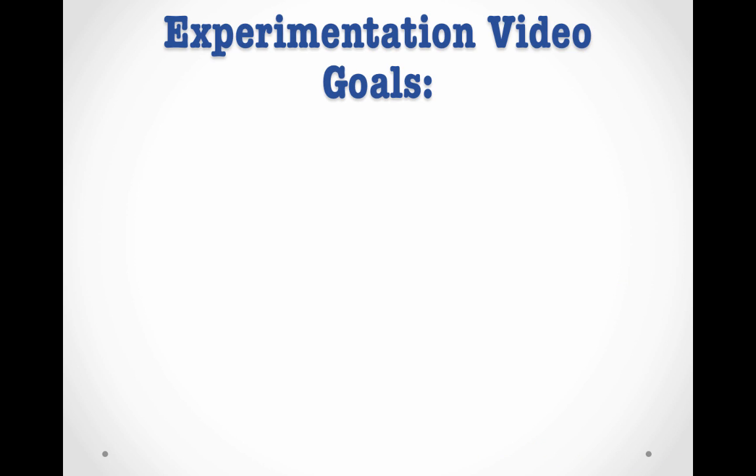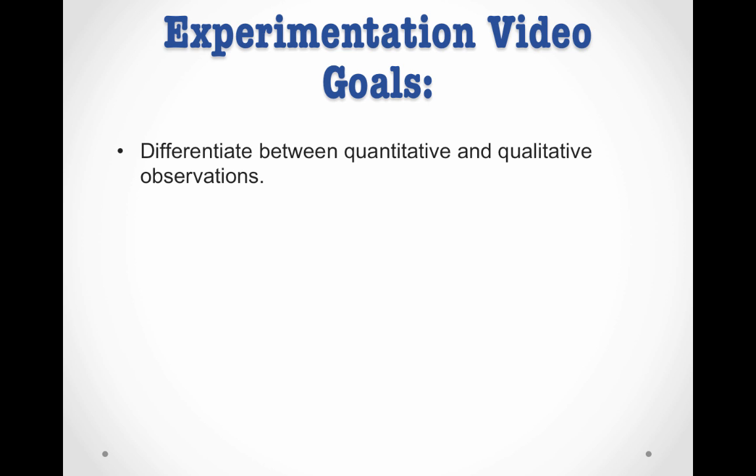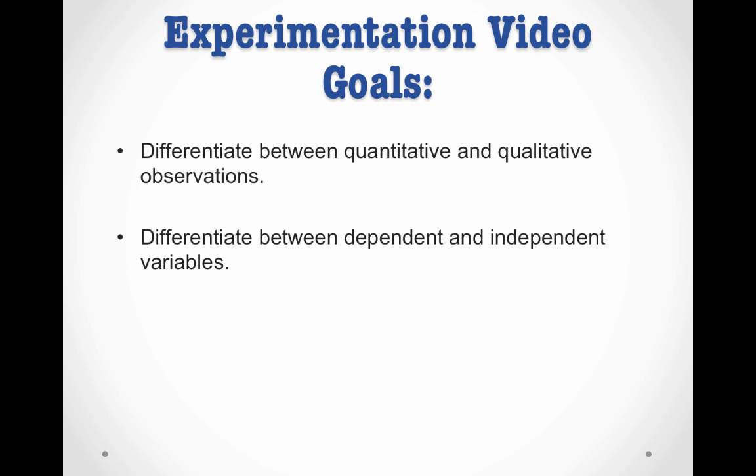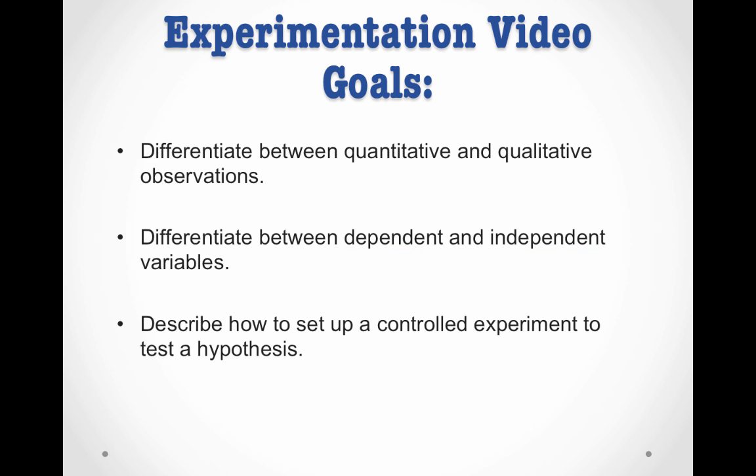This brings us to the end of the experimentation video. Let's quickly review our goals. First, we learned to differentiate between qualitative and quantitative observations. Remember, quantitative observations involve a number, whereas qualitative observations are merely a quality of the substance or the thing under study. We also learned to differentiate between dependent and independent variables. The independent variable is the thing we manipulate, and the dependent variable is the variable that we measure. And finally, we talked about how to set up a controlled experiment to test a hypothesis or explore a question. Keep in mind that it's important to control other factors that might affect the variables we're looking at in an experiment.